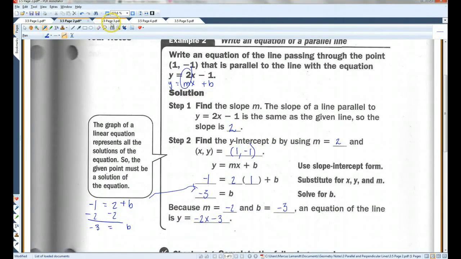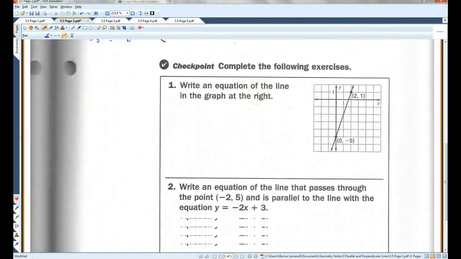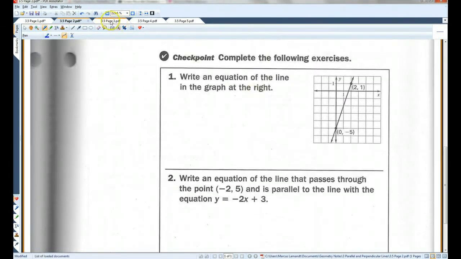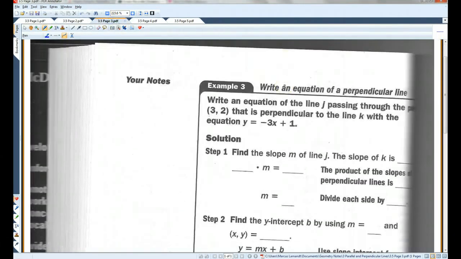Let's go on to page 3. Actually, sorry. Make sure you guys do this checkpoint. Let's go on to page 3.